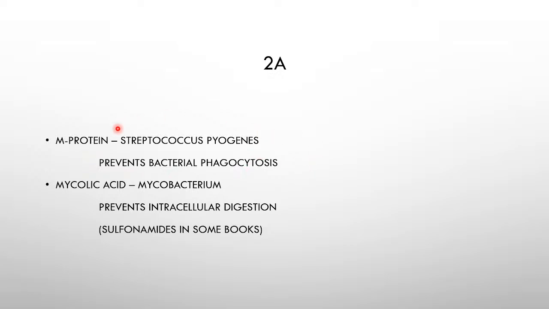We're going to speak about it later on when we're talking about specific microorganisms, but we're still in the early stages of our discussion, but we'll discuss it later on. But just for your information, the function of the cell wall, some of the components could have M protein, and it prevents bacterial phagocytosis. Another one is mycolic acid, and it prevents intracellular digestion, usually seen in species of Mycobacterium.